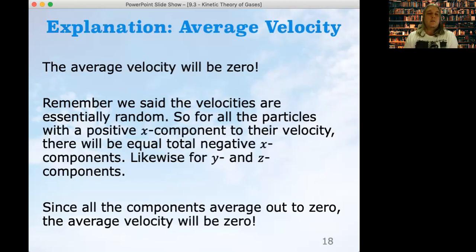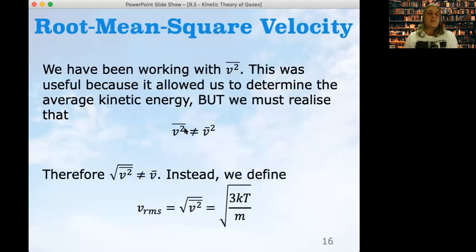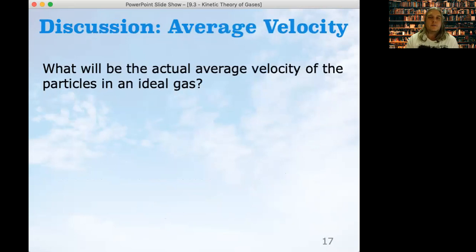So VRMS is definitely not 0, right? The square root of 3kT over m is definitely giving us an actual value for our root mean square velocity. But if you squared the average velocity, you'd actually be squaring 0. So root mean square velocity is a useful value. Average velocity is 0, which is not useful and doesn't tell us anything about the system.